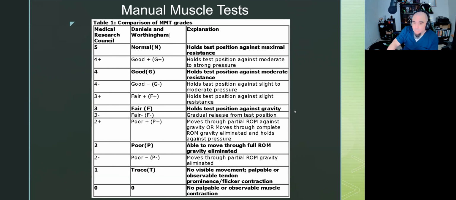All right, so this is the whole scale of manual muscle testing. If you remember last semester, we talked about kind of basic manual muscle testing when you talked about myotomes. This is the full scale of manual muscle testing based upon Daniels and Worthingham, which is that brown book that you have that's spiral bound. So there's 5, 4 plus, 4, 4 minus, 3 plus, 3, 3 minus, 2 plus, 2, 2 minus, 1. This goes through this whole thing.